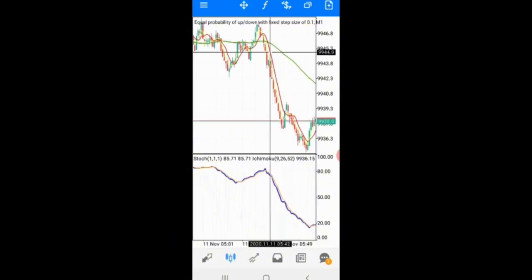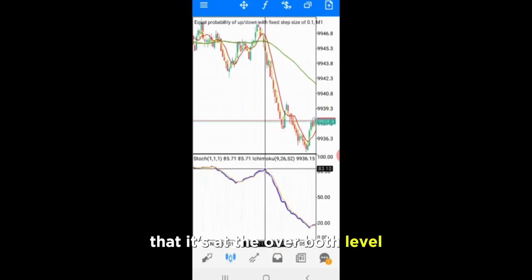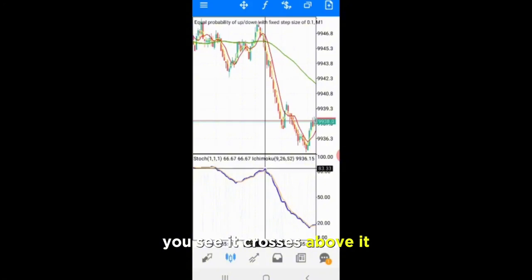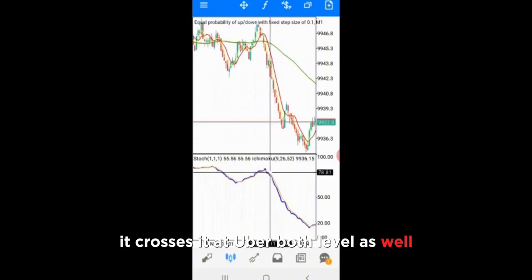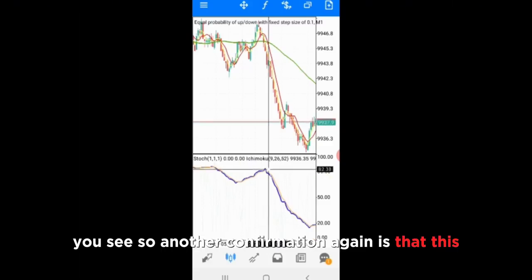See, criterion one met. Confirmation two, that it's at the overbought level. Confirmation one, confirmation two. You see, it crosses above it. It crosses it at the overbought level as well. Do we see that? You see?